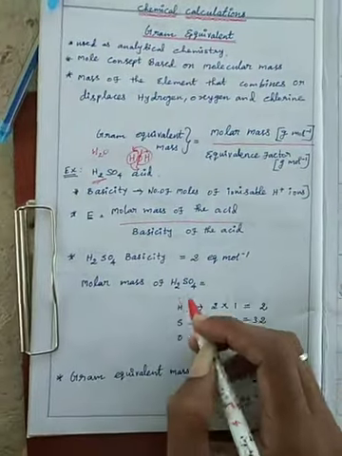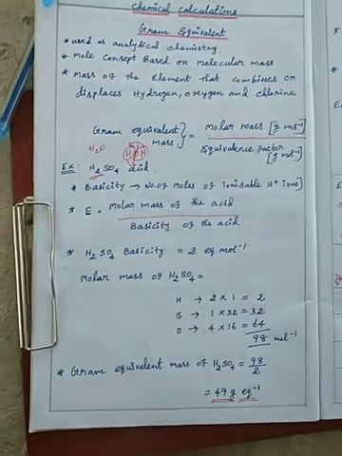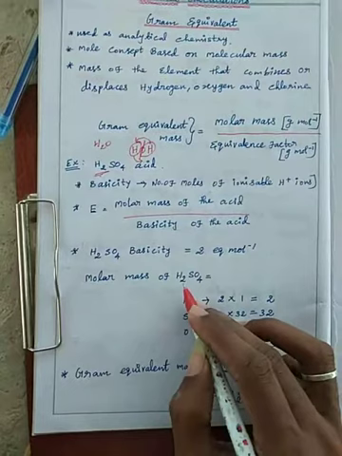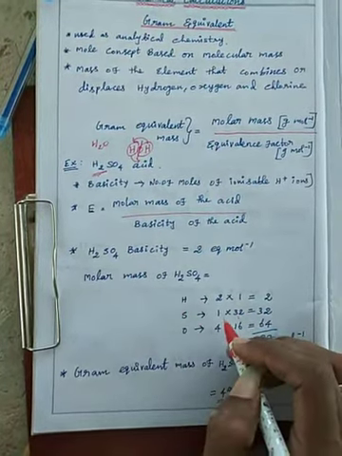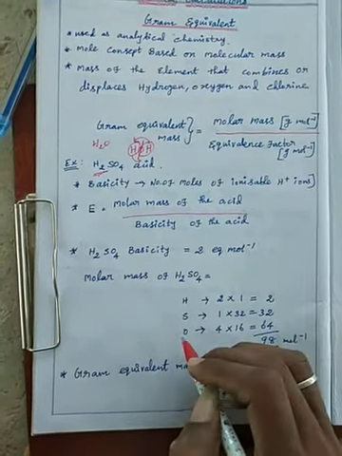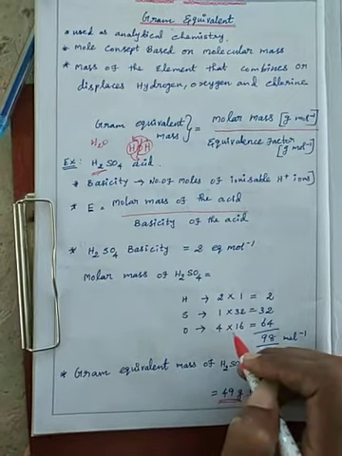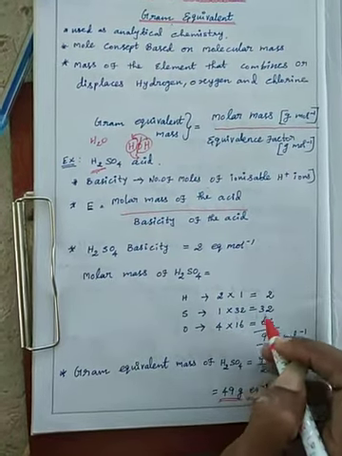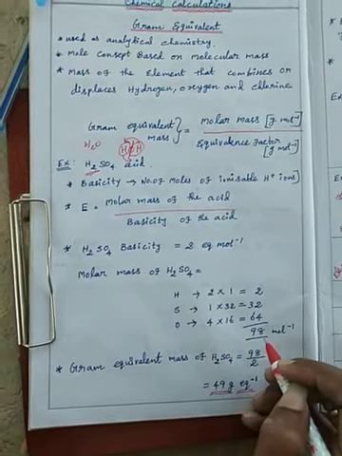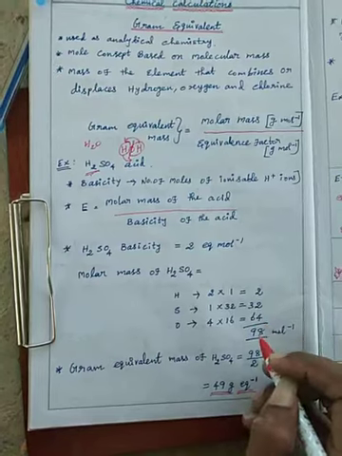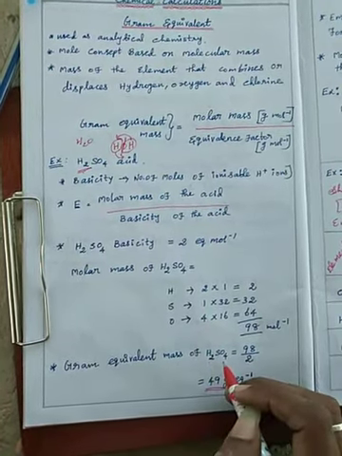Now let's discuss the mass numbers, which are very important, students. Hydrogen atom mass is 1, and it is present 2 times, so 2 into 1 is 2. Sulfur is 1 time with mass number 32, so 1 into 32 is 32. Oxygen atoms are 4 times with atomic mass 16, so 4 into 16 is 64. The total molar mass is 98. So the gram equivalent of sulfuric acid will be calculated.